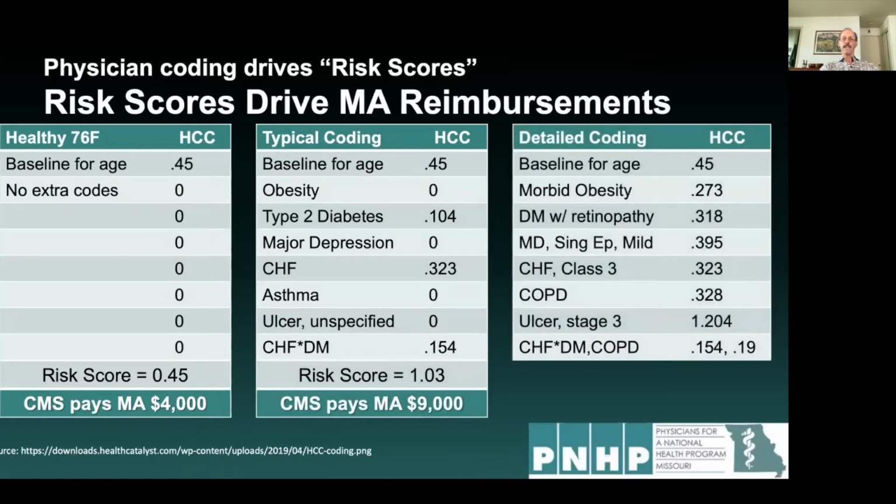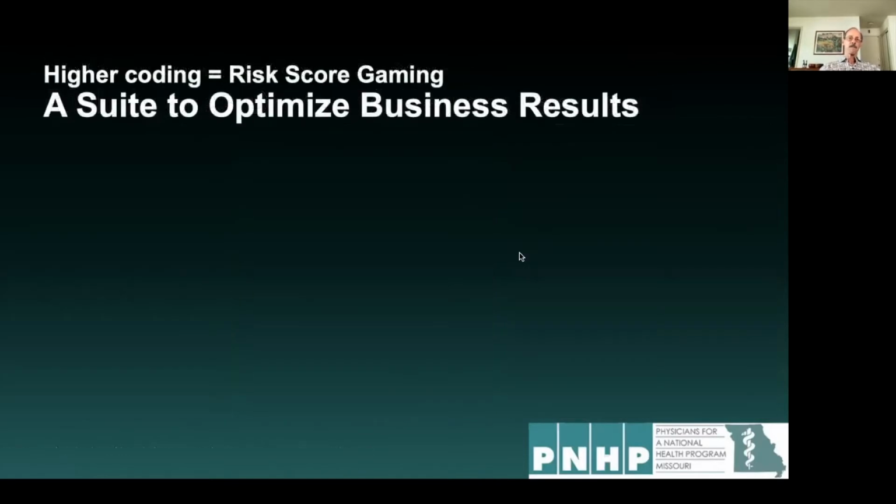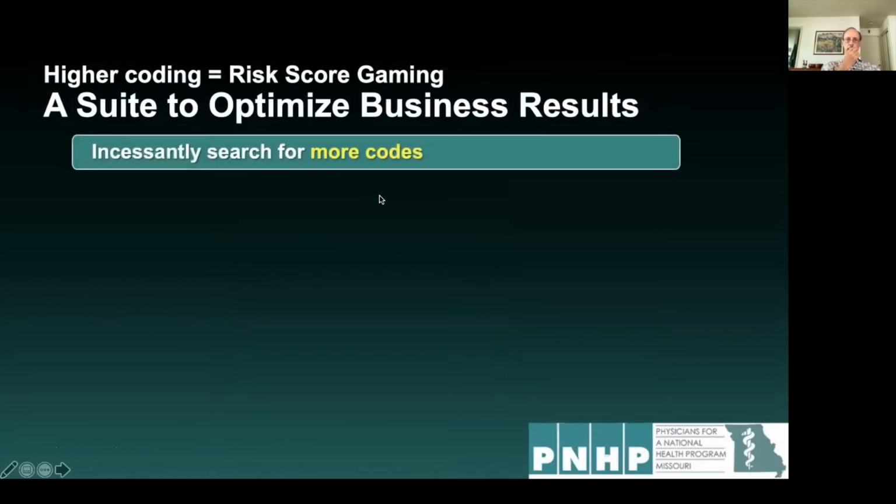And if they use more detailed coding, like morbid obesity, diabetes with retinopathy, major depression, single episode, mild, congestive heart failure, class 3, COPD, ulcer, stage 3, congestive heart failure, diabetes, and COPD, then they get an even higher risk score. Now they get paid $32,000 per person per year, which is a huge difference. So higher coding is a risk score game that's designed to optimize business results.